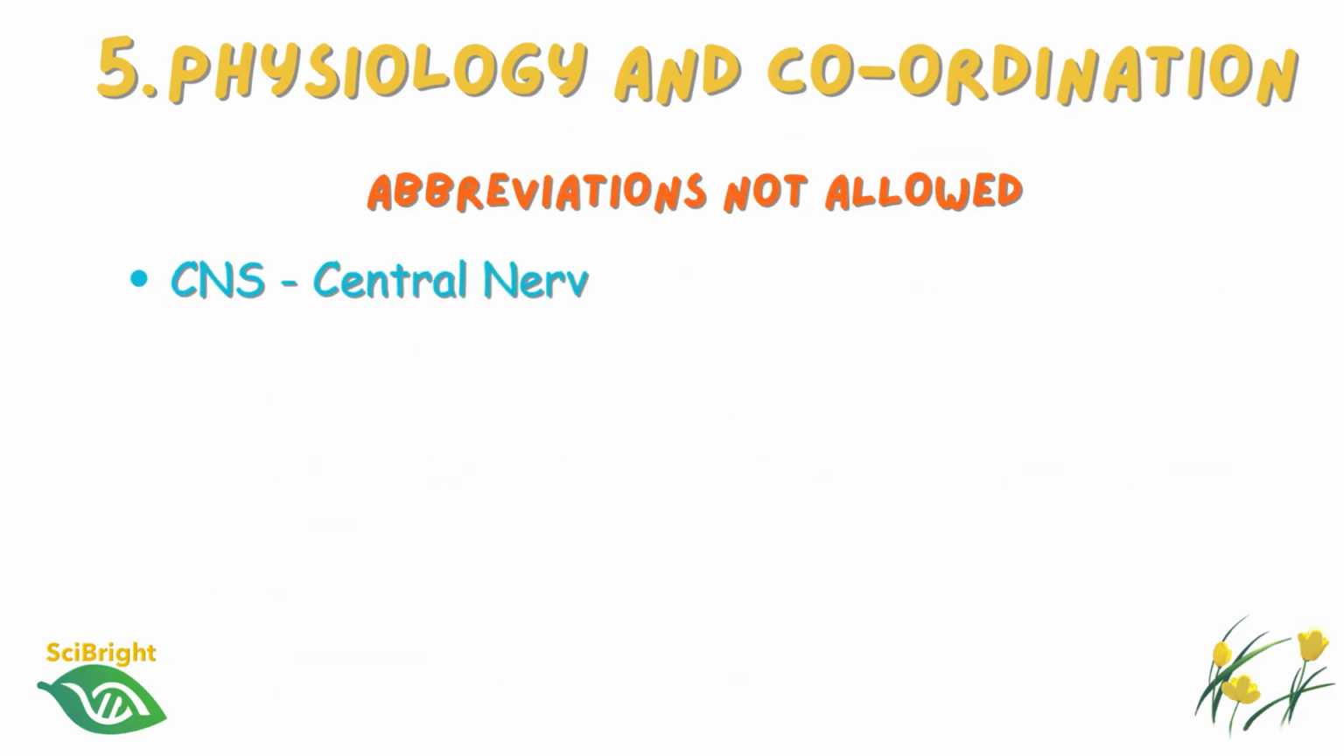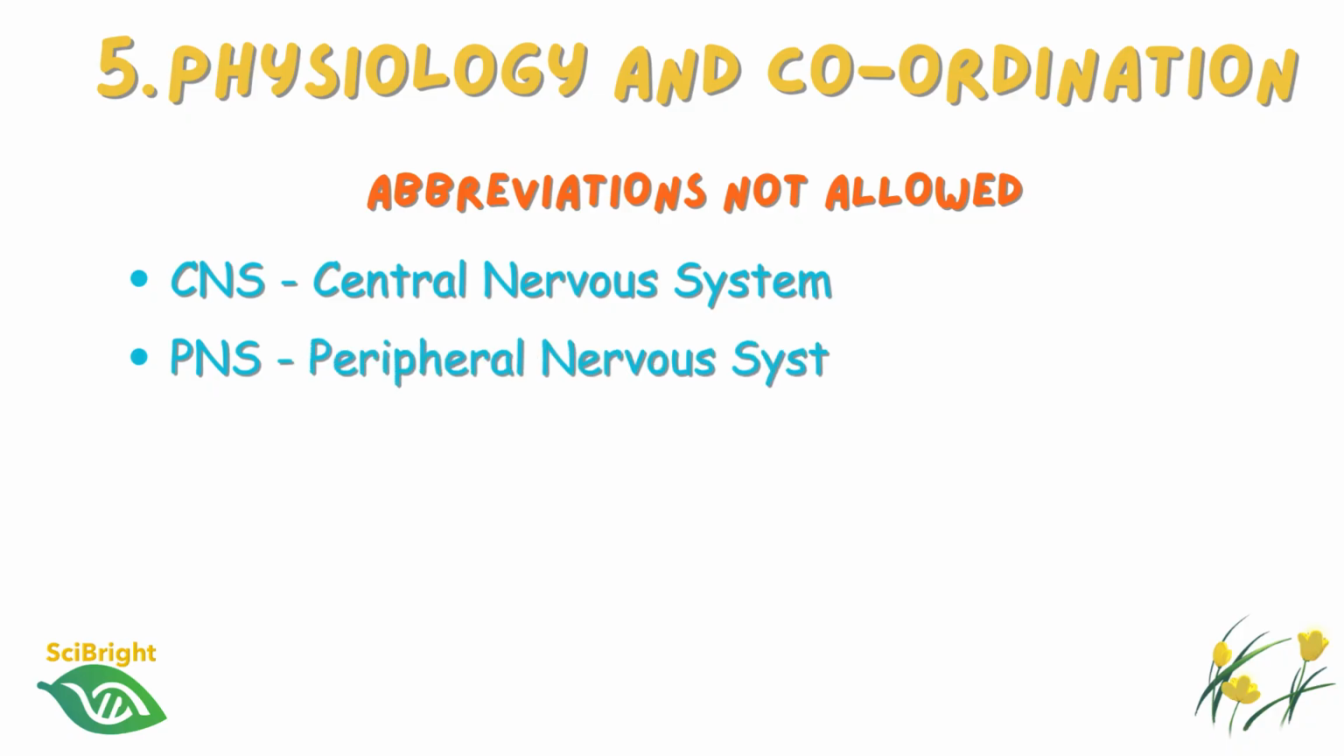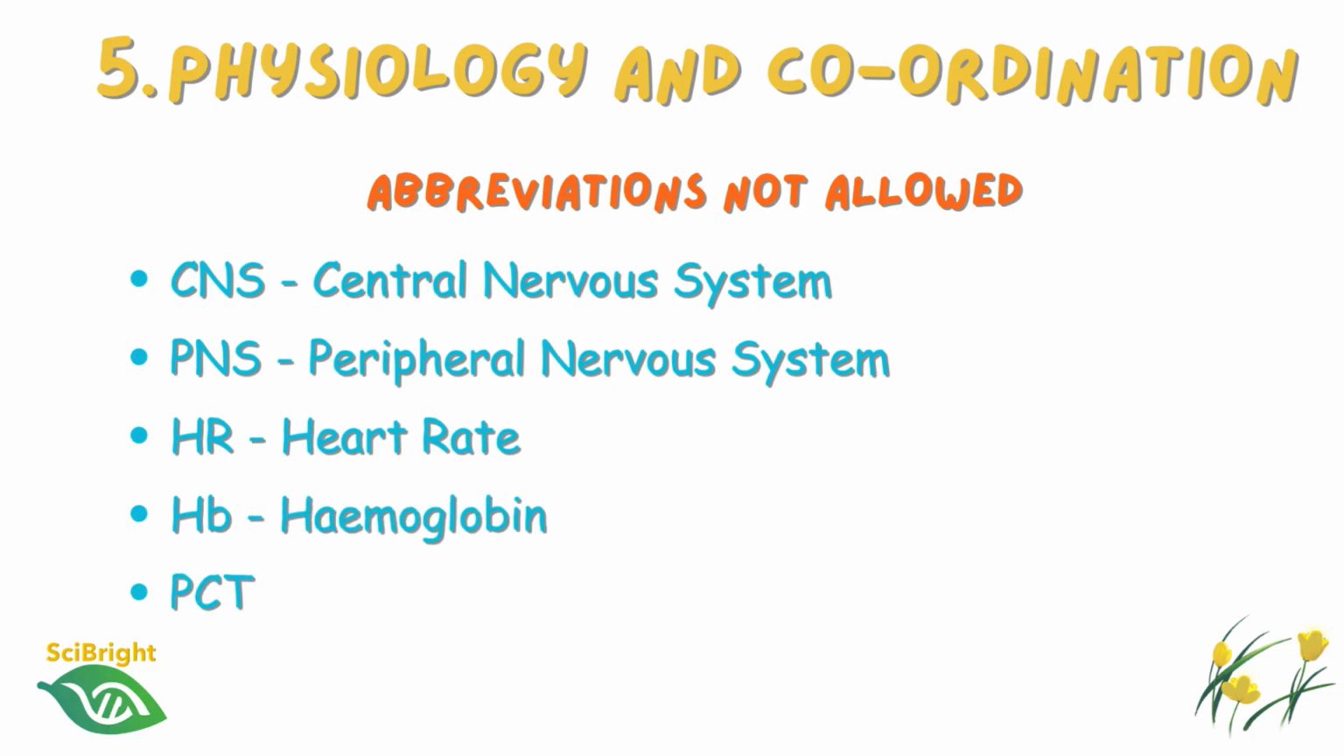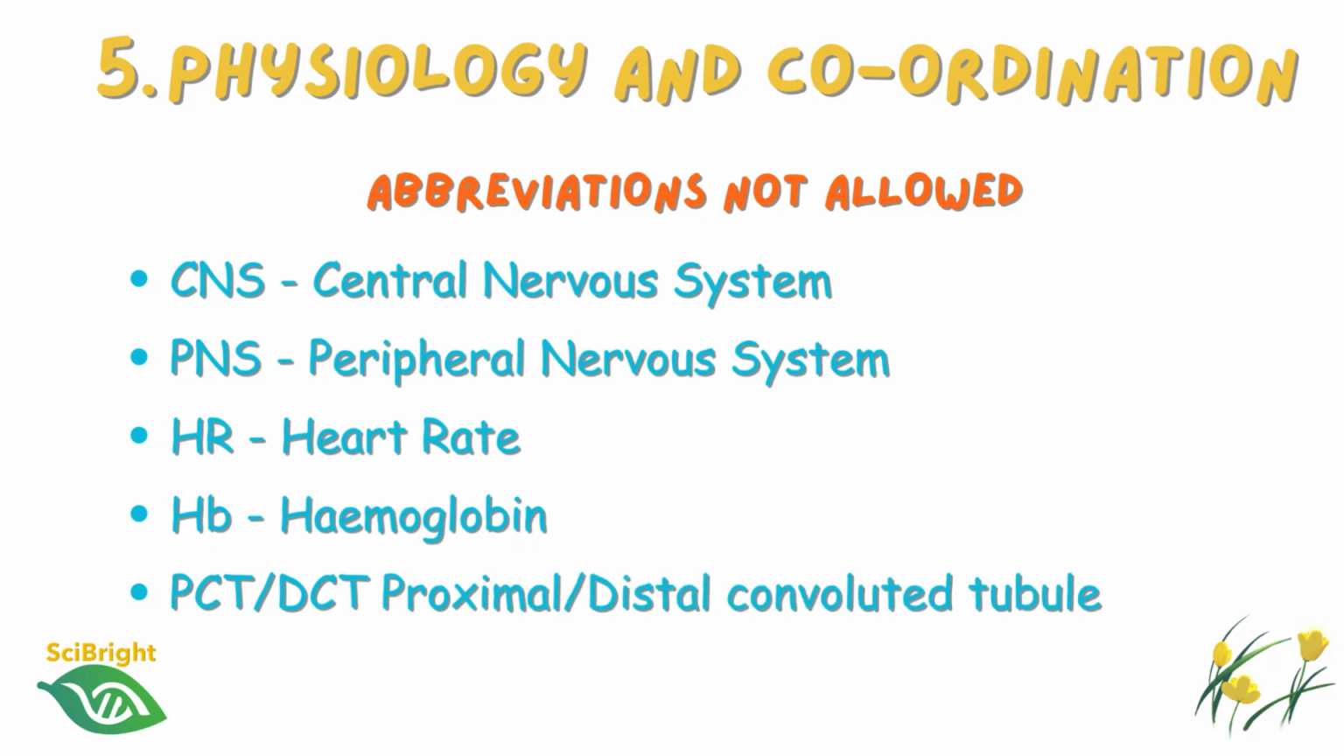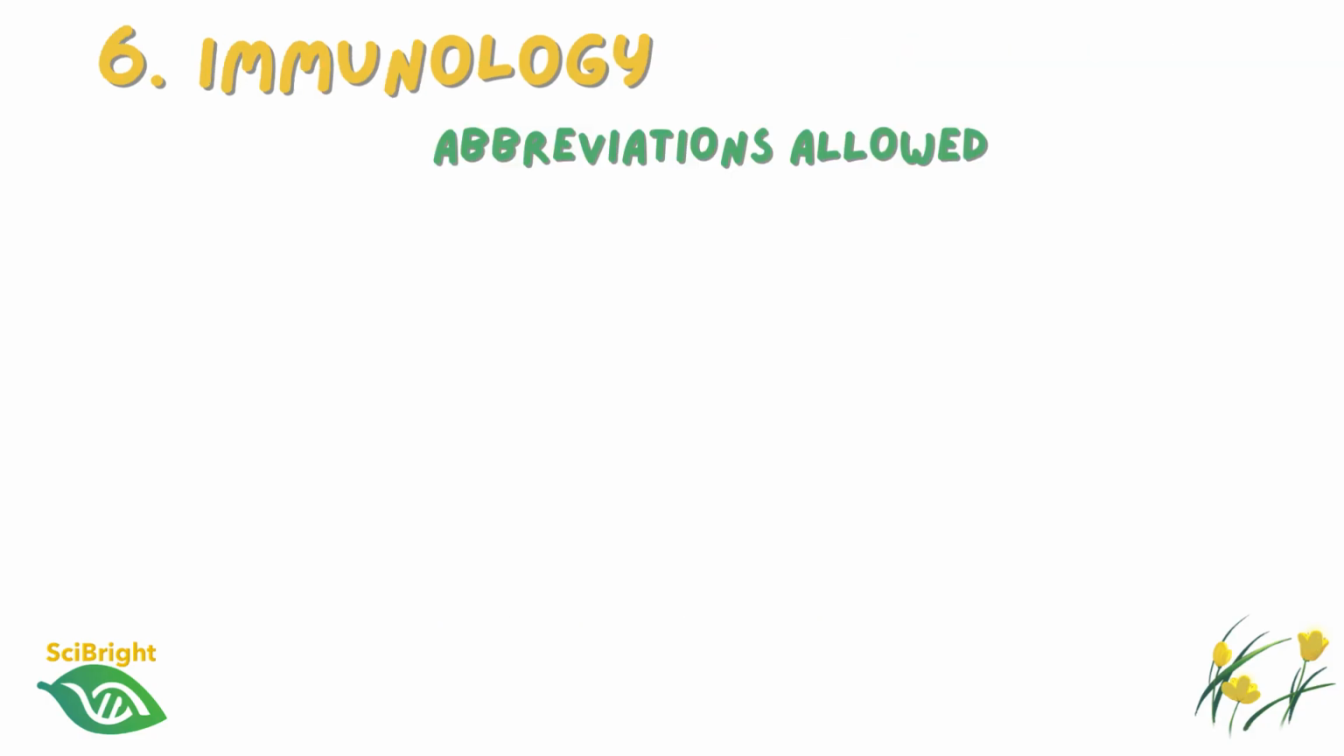Now, beware using these abbreviations as they are not on the list, but we might commonly try to use them. CNS especially for central nervous system, PNS for peripheral nervous system, and HR for heart rate. We must not use these abbreviations. We must write out those terms in full.